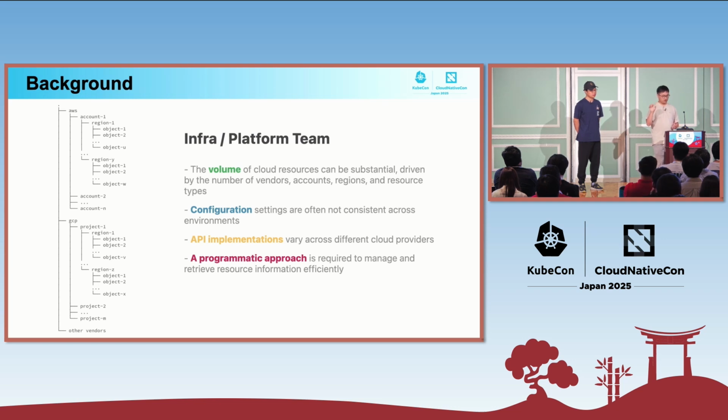node pool correctly, right? Also, because of the different cloud providers, they have different APIs that will add more complexities into our system when handling similar features across different cloud providers. So really considering all these complexities from the infra or platform team perspective, we need a programmatic approach to manage all these resources in a more efficient way. So this is talking about infra and platform team pain points.